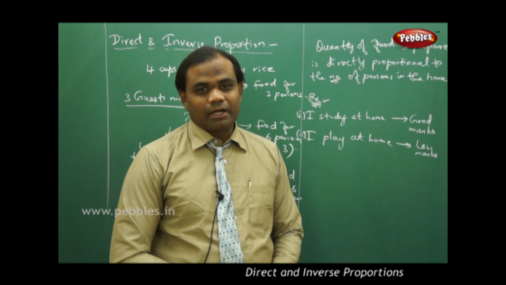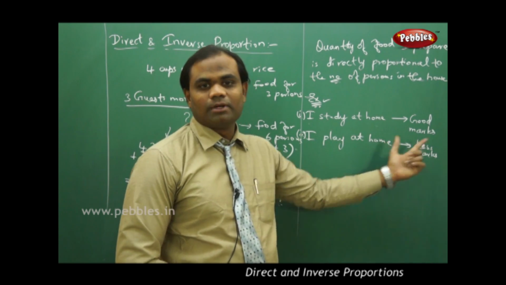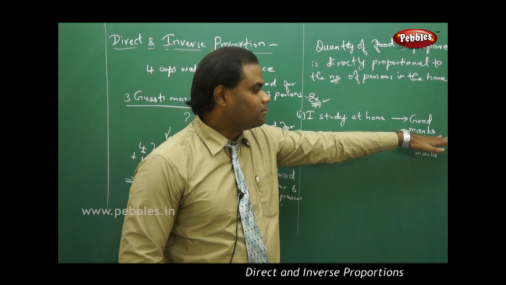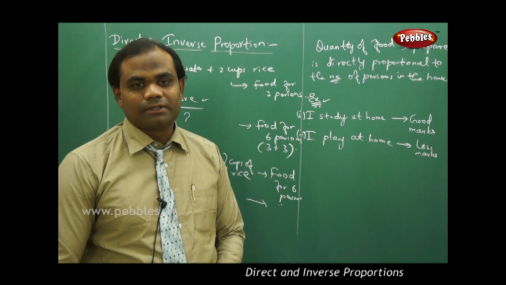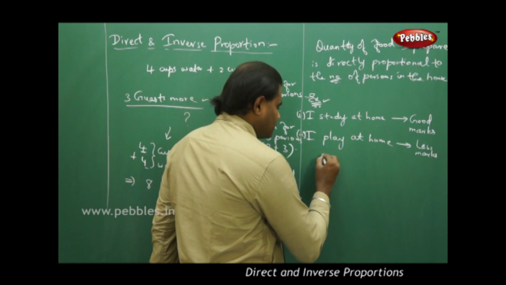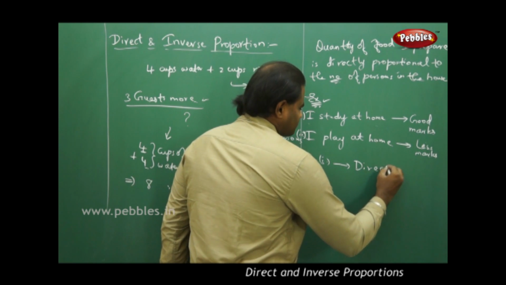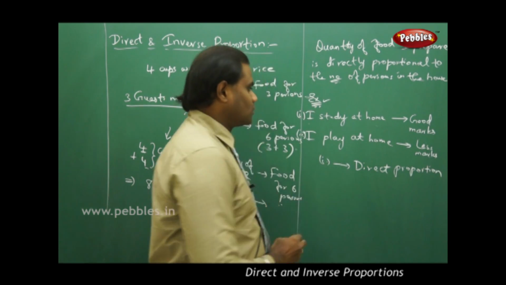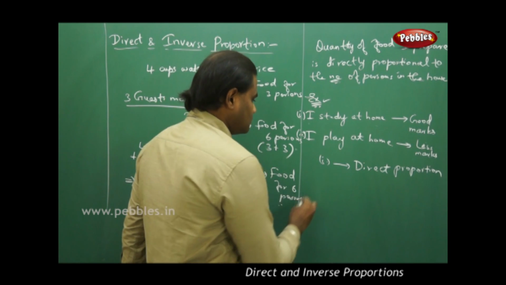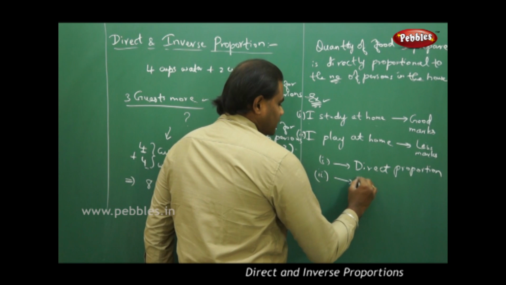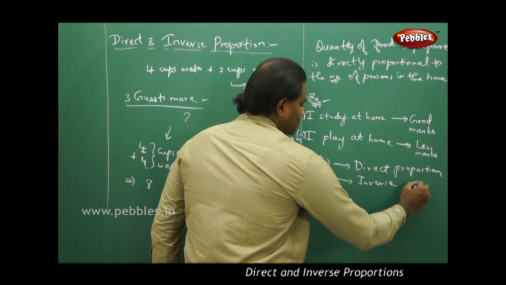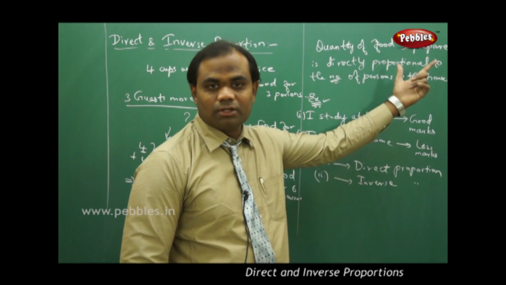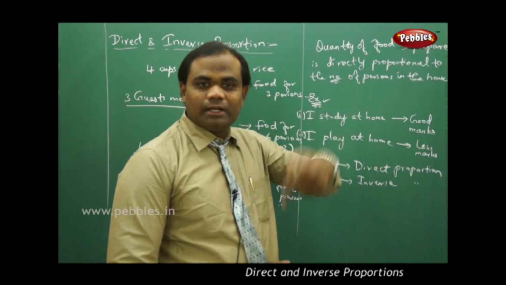Of course, there's no restriction that I shouldn't play at home, but the more I play at home, lesser are the marks, is how I relate the inverse proportion. The more I study at home, the better are the marks I obtain, is how I relate with direct proportion. So my first example relates to direct proportion of the quantities studying and getting marks. And my example 2 relates to inverse proportion, simply because here more I study at home, more are the marks. More I play at home, less are the marks.